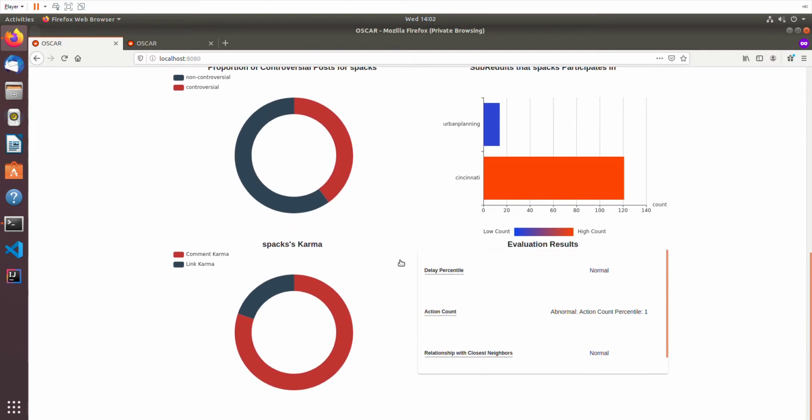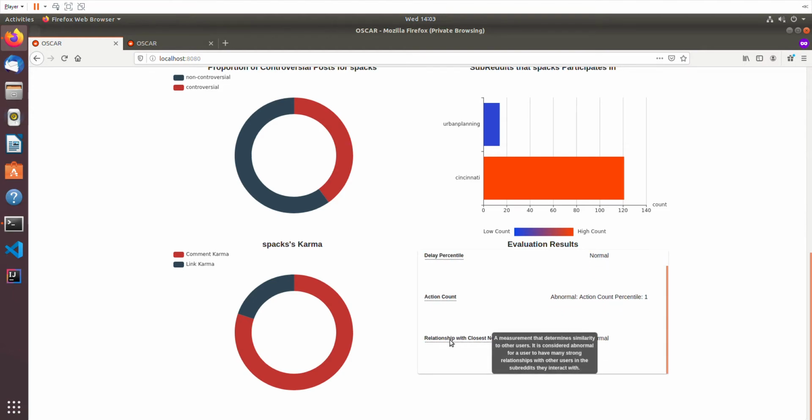In the lower right, we have the results of our Soxcatch algorithm. As you can see, that comes out as 3 categories called delay percentile, action count, and relationship with closest neighbors. When you hover over the header for each of these, you will come up with a tooltip that kind of explains what this is and what would make it a little bit abnormal or normal. So I'll hover over these, and if you're interested, you can pause the video and check out what each of these categories means. But as you can see, he's only abnormal in the action count and is normal in the other 2 categories, which wouldn't really make him a cause for concern.